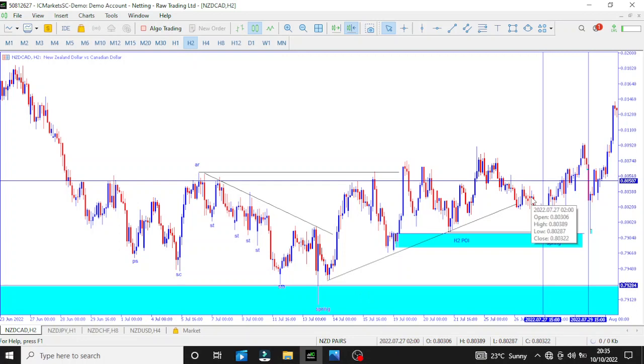And I saw this important demand that sponsored the block structure was mitigated. So I expected the price to manipulate this momentum trend line, and it went on to manipulate this momentum trend line and also manipulate this lower high, because a lot of people are buying at this point.